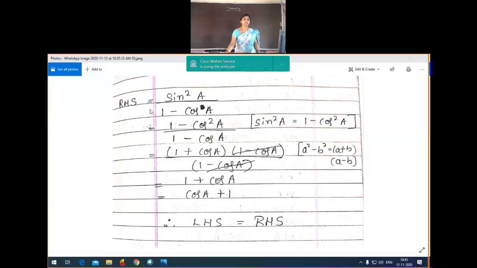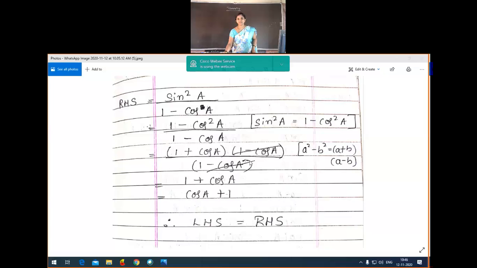Okay, see, let us see the solution. RHS, sin square A divided by 1 minus cos A. See here, sin square A, we know one identity, that sin square A plus cos square A is equal to 1. Then sin square A is 1 minus cos square A, no? Then let us substitute sin square A as 1 minus cos square A divided by 1 minus cos A. Then 1 minus cos square A. Here we can observe one identity, that is A square minus B square is equal to A plus B into A minus B. Then 1 plus cos A into 1 minus cos A divided by 1 minus cos A.